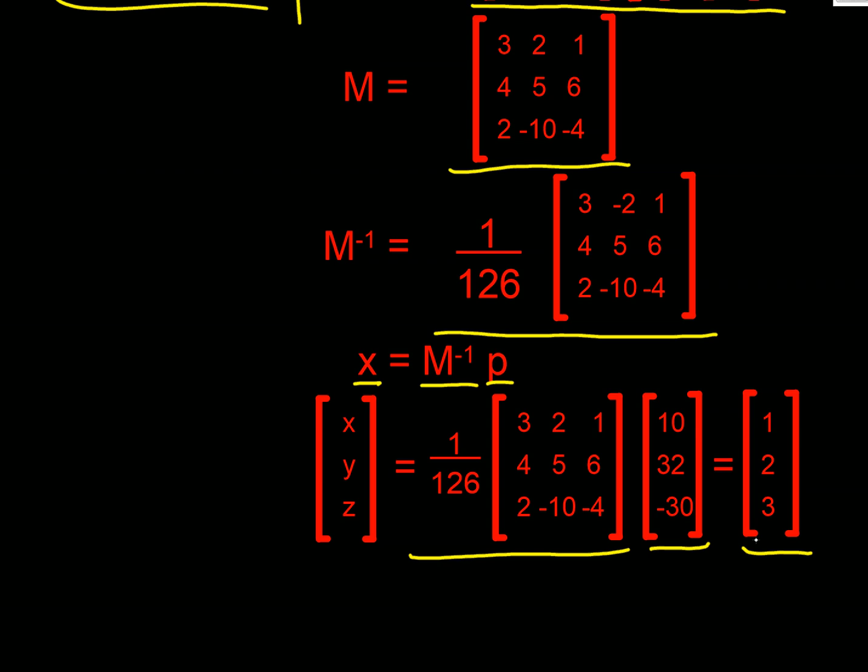That tells me my solution is x equals 1, y equals 2, z equals 3. It's the point (1, 2, 3) in 3 dimensions. So there we go. We could do that for 100 dimensions or 100 unknowns using this approach.